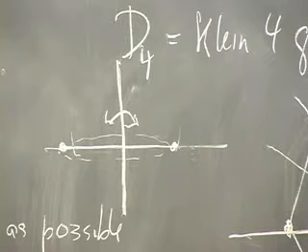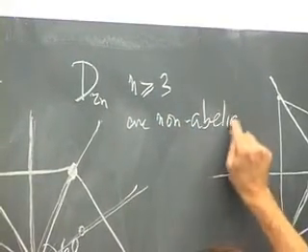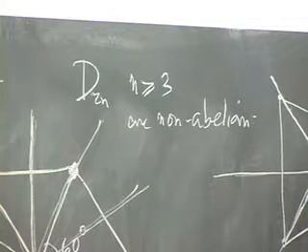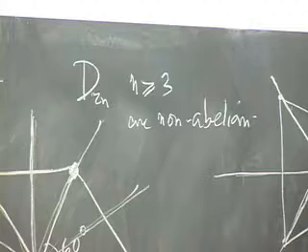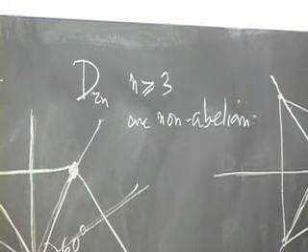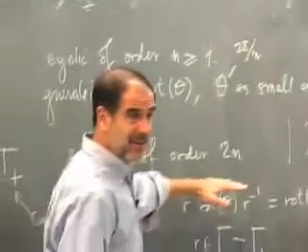Whereas all the other dihedral groups, D2n, n greater than or equal to 3, are non-abelian and act on the regular n-gon. Yeah? So D4 is the permutation of the 2-gon, not the 4-gon. The D2n acts on the regular n-gon.